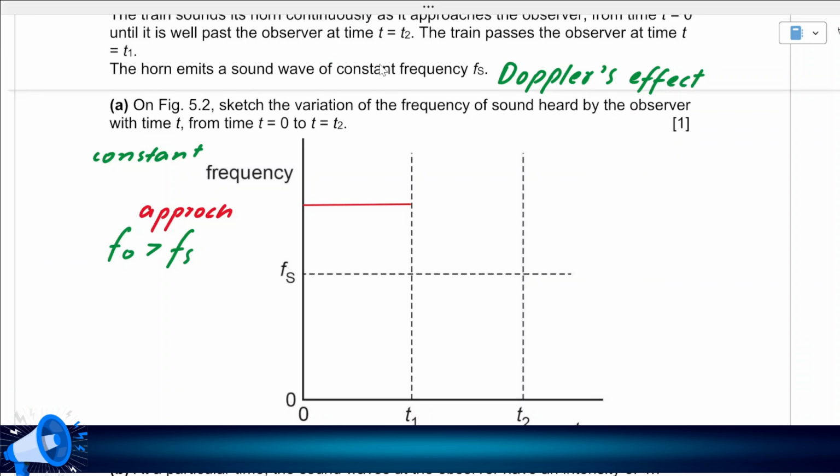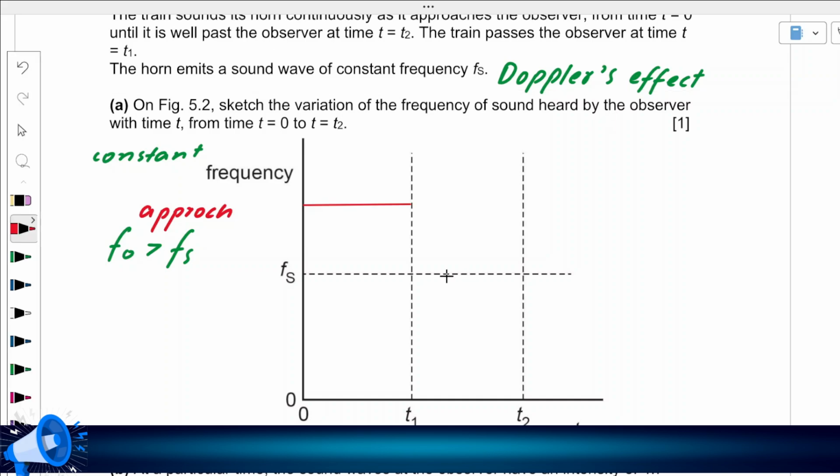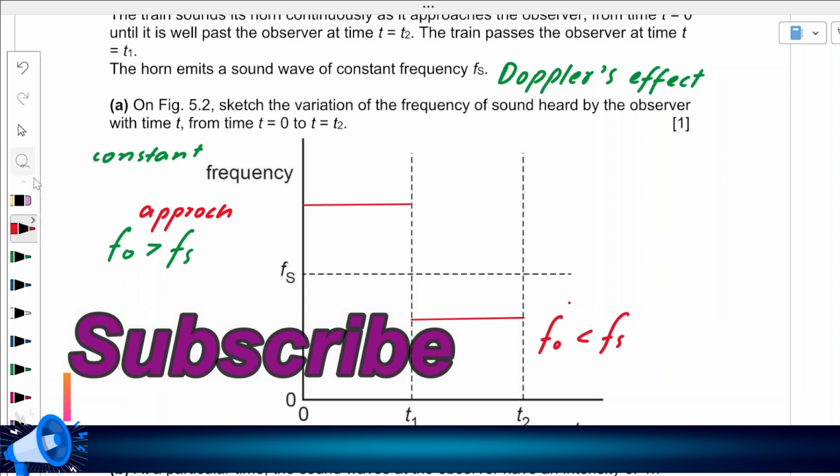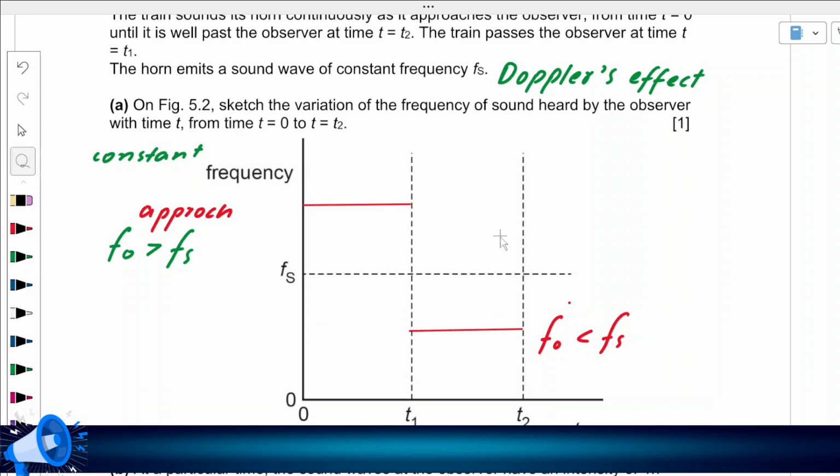Now, after t1 till t2, the train goes away from the observer, so the observed frequency would be less than the source frequency. That's why we draw a horizontal line at the bottom, and these two should be pretty much at the same distance. There should not be a dramatic difference, like the first one is slightly above and then the second one is way too much away from Fs. It should be pretty much at the same distance.